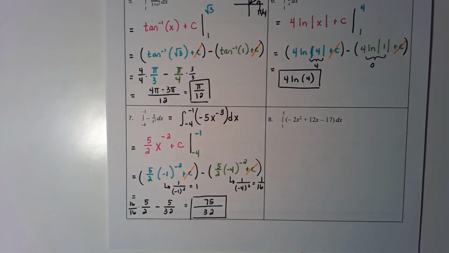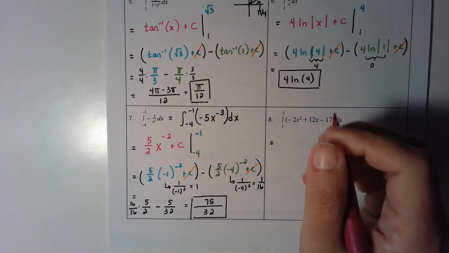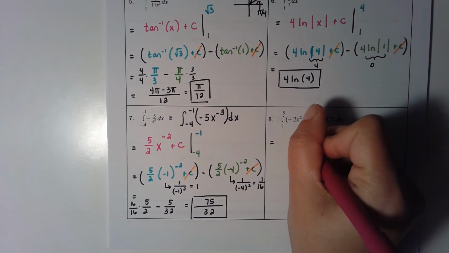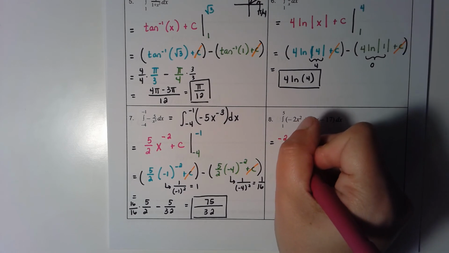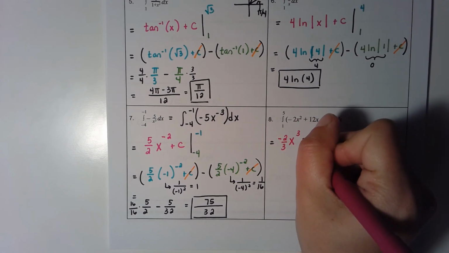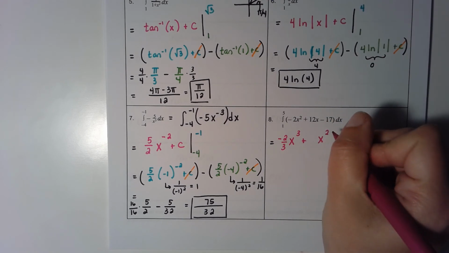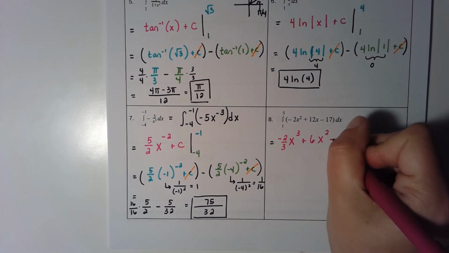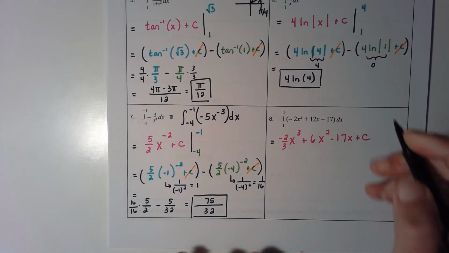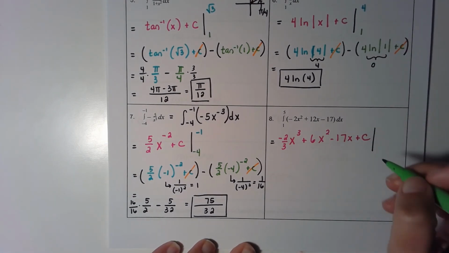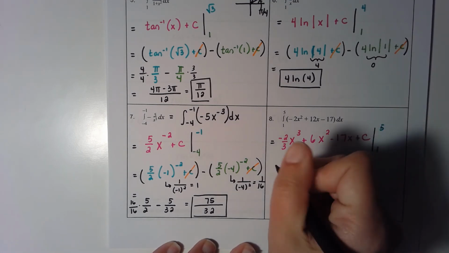Last but not least, if we have this polynomial, we're going to start by finding the antiderivative. So the antiderivative, I'm going to add 1 to my power. I make it a 3. Divide by 3, I get negative 2/3. Plus, I'm going to add 1 to my power, so it's x squared. Divide by 2, and I get 6. Minus 17x plus c. And then I'm going to evaluate that between my lower bound, which is 1, and my upper bound, which is 5.